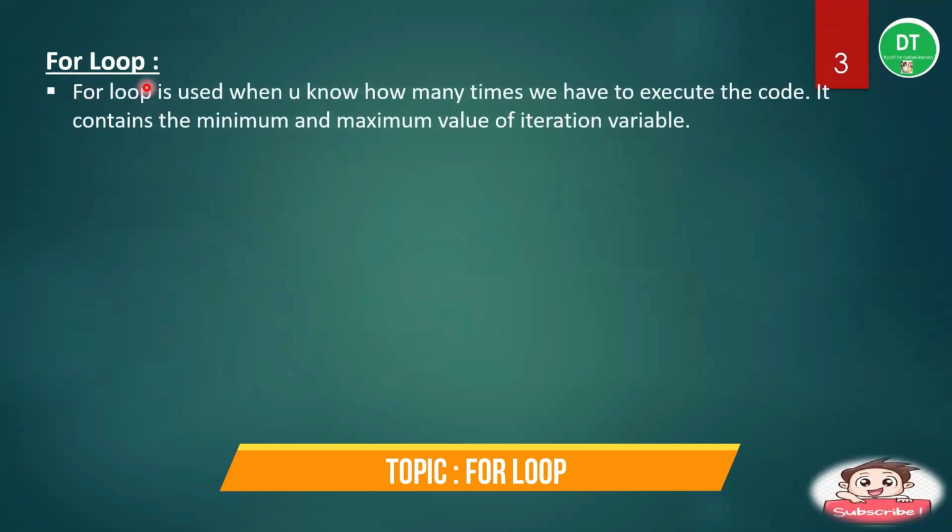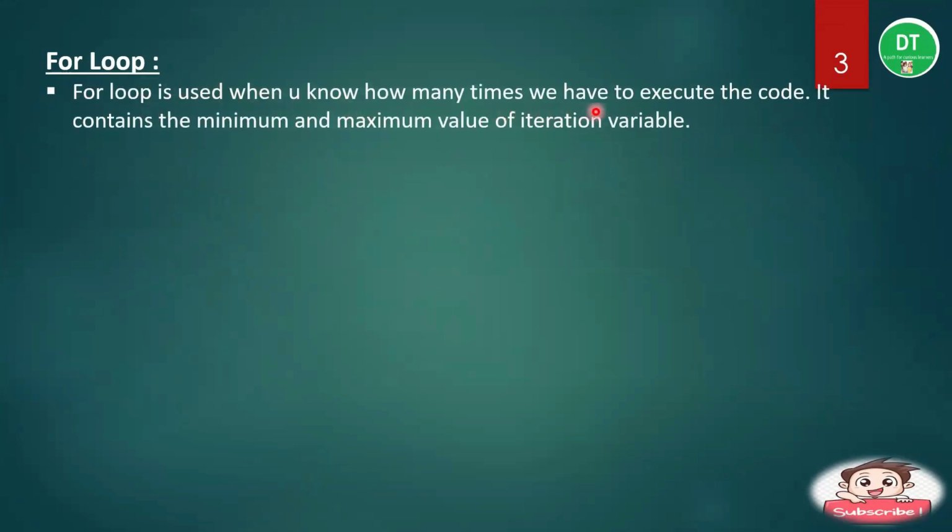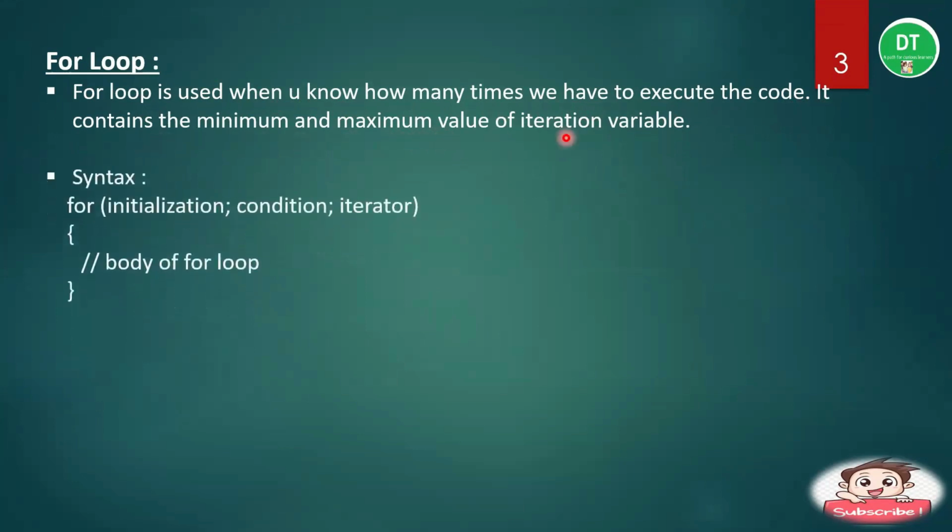For loop. A for loop is used when you know how many times we have to execute the code. It contains the minimum and maximum value of the iteration variable. Here the syntax of the for loop is given. In the syntax, you can see that there are three statements: initialization, condition, and iterator. And in the curly braces, it will have the code of the for loop.